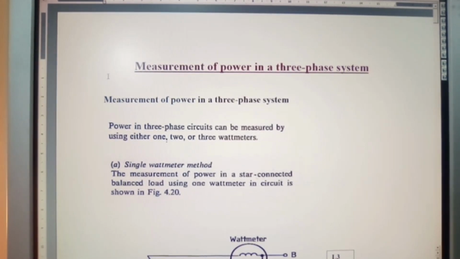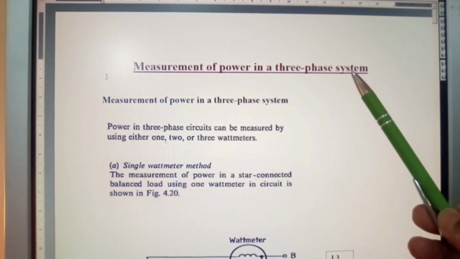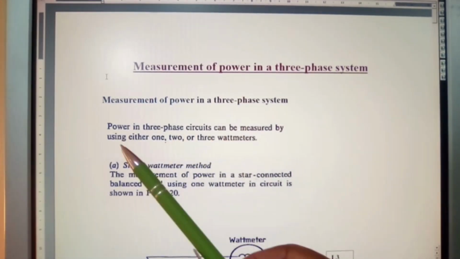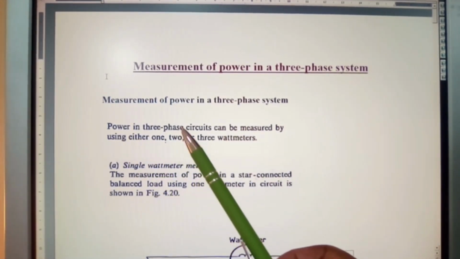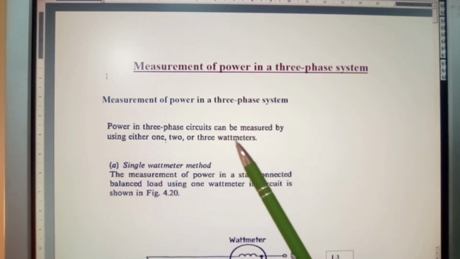Right, welcome back. What I want to do this morning is to look at measurement of power in a three-phase system. Power in three-phase circuits can be measured by using either 1, 2, or 3 watt meters.